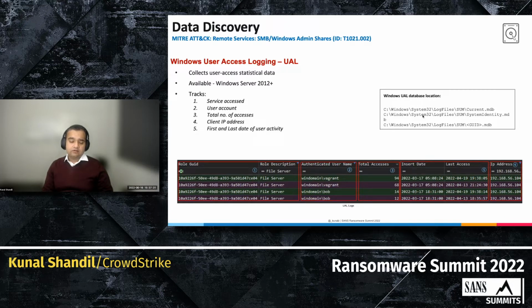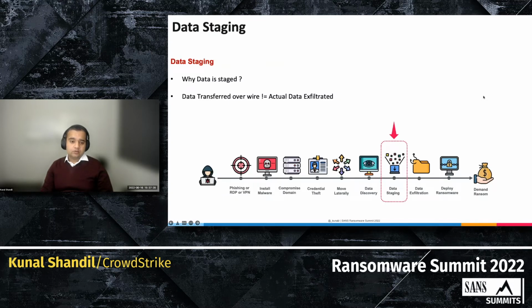Once the data discovery phase is over, the threat actor will move to the next phase of the attack, which is data staging. In the data staging phase, the threat actor will collect all the identified information in a central location just prior to the exfiltration. Why do threat actors perform data staging? They perform this phase to minimize the number of outbound connections and to avoid detection.